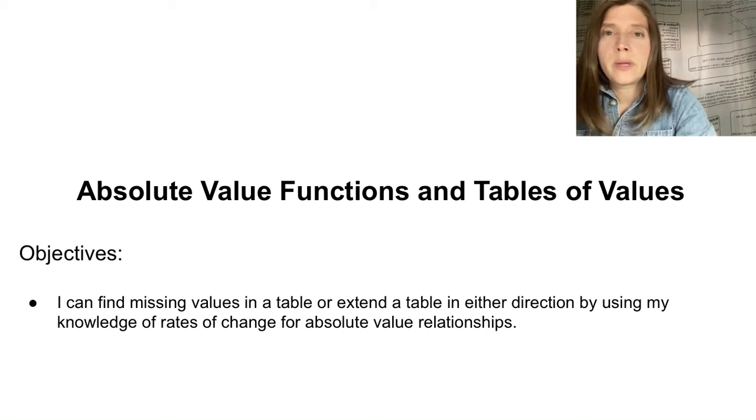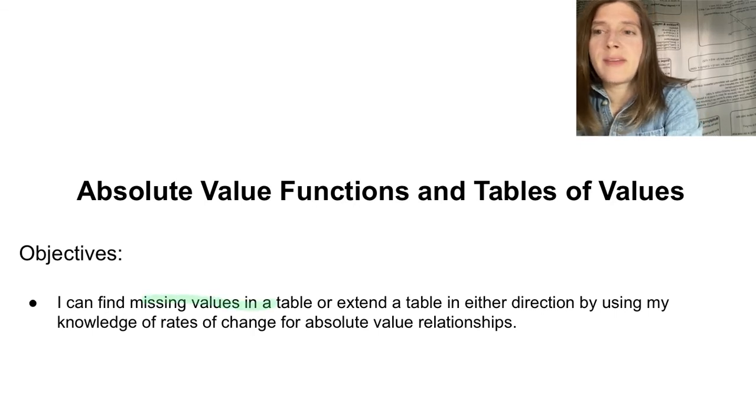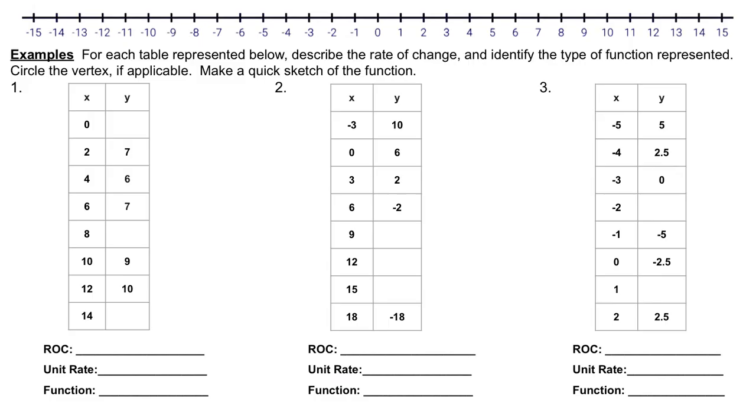In today's lesson, we are talking about absolute values again, but this time we have blanks in our table. After this lesson, you'll be able to find missing values in tables or extend that table in either direction using what you know about rates of change for absolute value. For each table represented below, describe the rate of change, identify the type of function represented, circle the vertex if applicable, and make a quick sketch of the function.